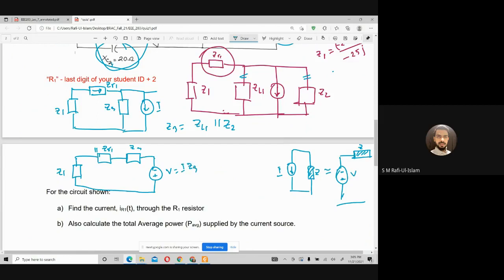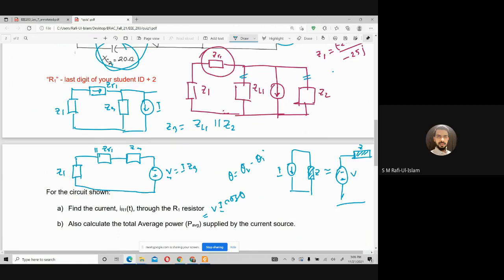So from this equation, you can easily calculate the current, right? The current would be this voltage value divided by the summation of all these impedances. So if you know the current and the voltage, then the average power is nothing but VI times cos theta. You know the value of V, you know the value of I, and theta is theta V minus theta I, and you will get the average power.